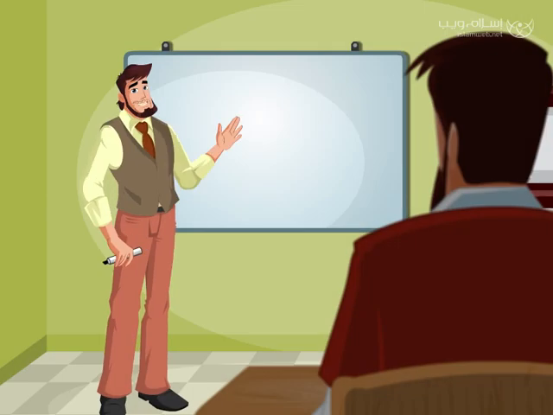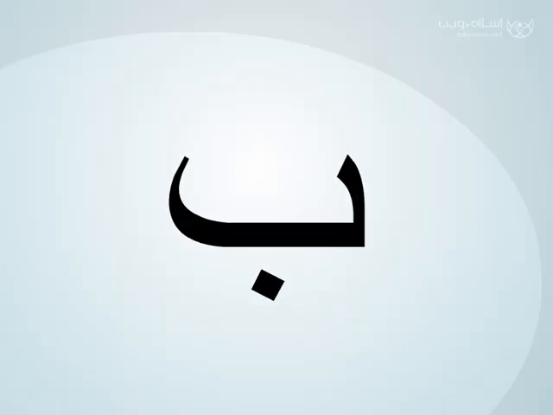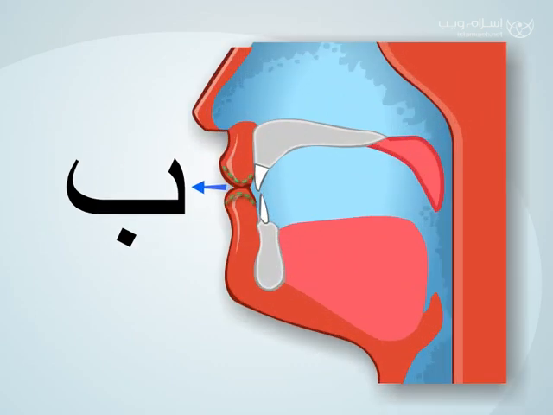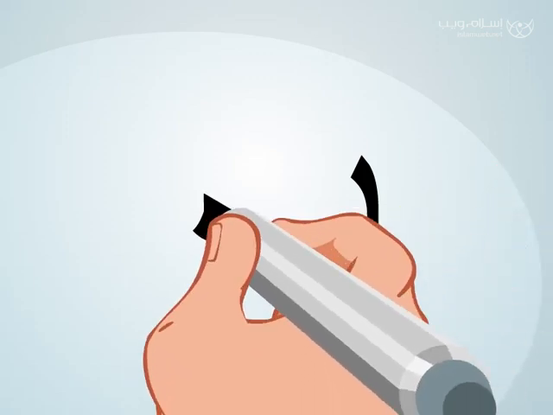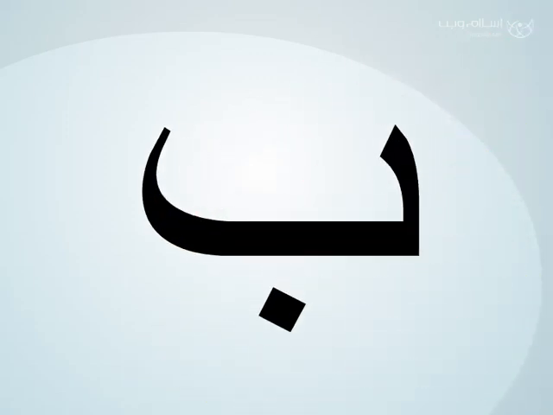Hi all. We're gonna start learning the Arabic alphabets by the order of the position of articulation. The first letter we learn is ba. Ba.